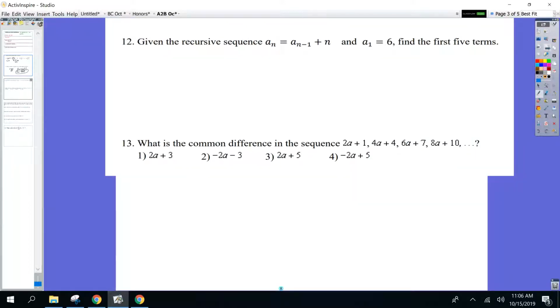All right, 12. Here we go. Here's a recursive formula. I give you the first term. I need 5 terms, though. I need the first 5 using that formula. So I know the first term is 6.